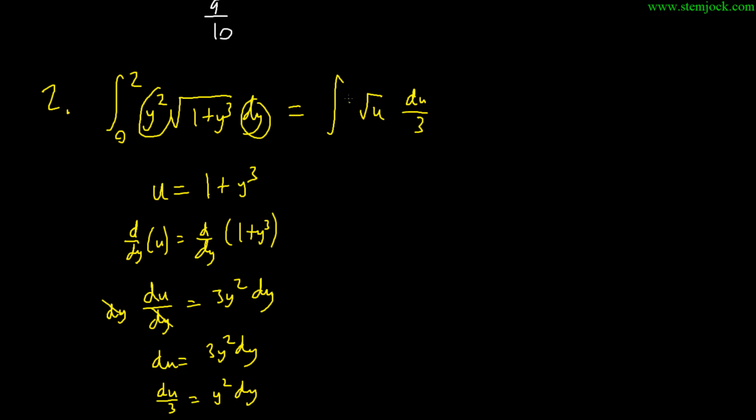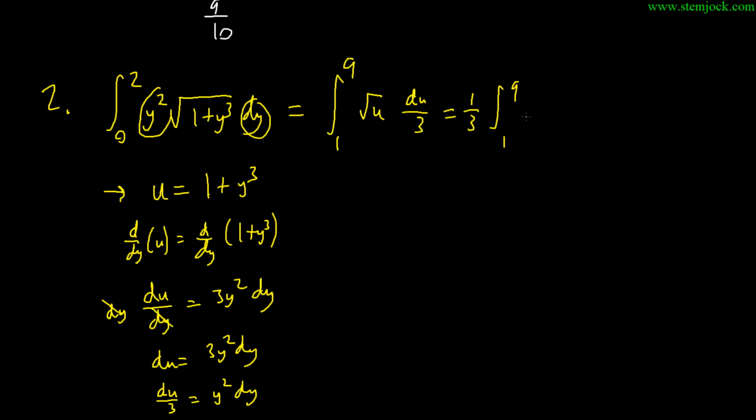Now to get the corresponding limits in this new integral, I have to plug the old limits into the substitution. In dy, the lower limit is 0. If I plug that in for y here, 1 plus 0 cubed is just 1. So the corresponding lower limit in the new integral is 1. And if I plug in the upper limit, I get 1 plus 2 cubed, which is 9. So 1 over 3 is a constant. I can bring it out in front. So integral from 1 to 9.